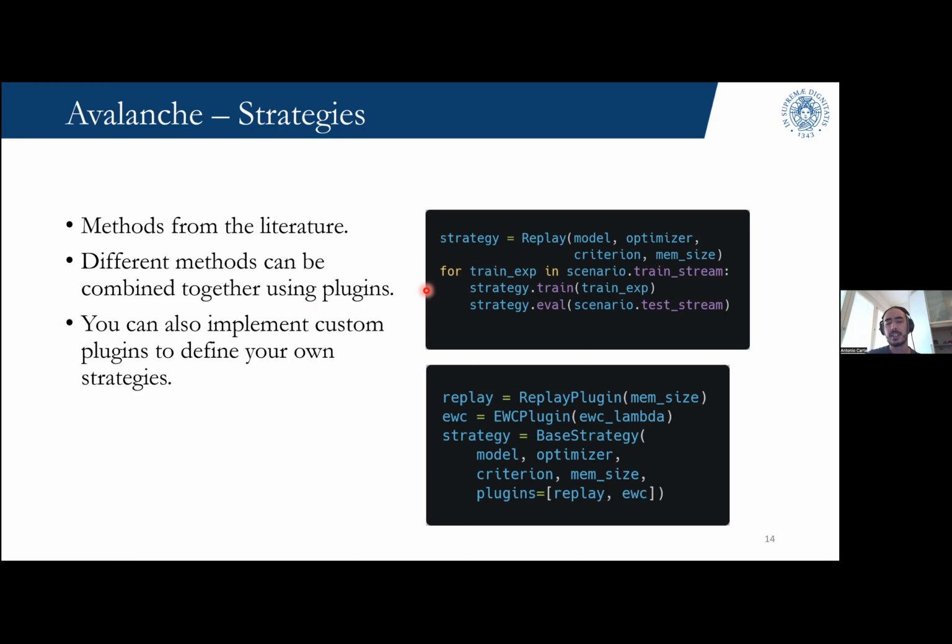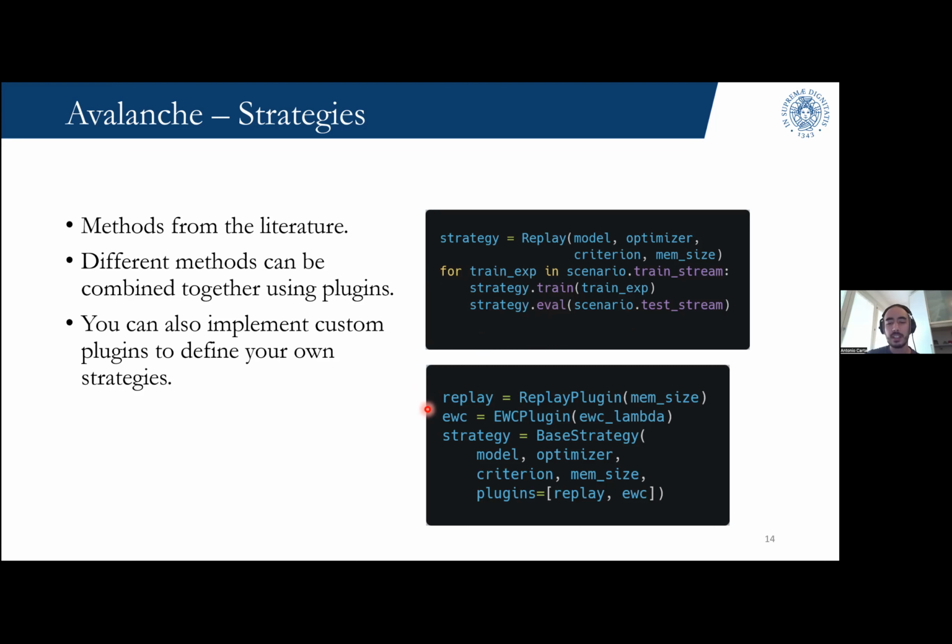This is an example, the replay strategy, where the model is storing a small buffer of data to rehearse the past data. Again, you have the model, the optimizer, the criterion, and then the memory size, which is the argument specific for the replay strategy. The training is just a loop over the experiences where you call the train method, and the evaluation when you want to evaluate on the test or validation stream.